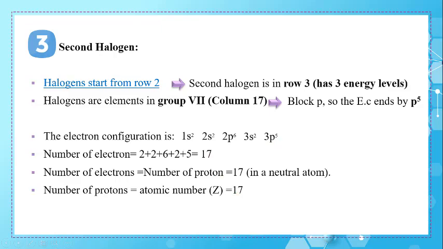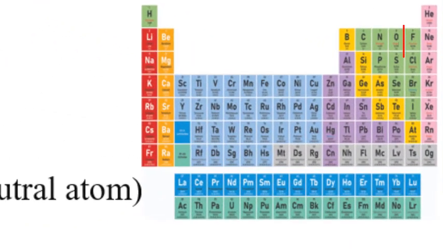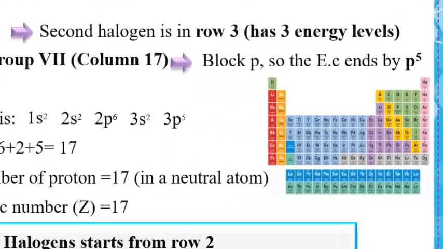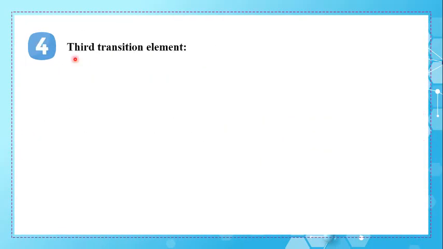To sum up, in order to solve such an application, you have to remember that halogens are elements of column 17 and the first halogen starts from row 2. Here pay attention to this part. Determine the atomic number of the third transition element.